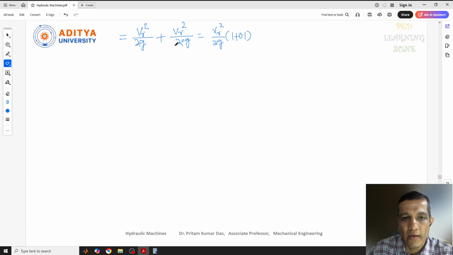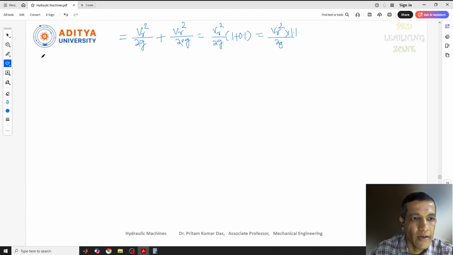This is 1 by 10, so 1 by 10 equals 0.1, and this one we can write as VR square by 2g into 1.1.